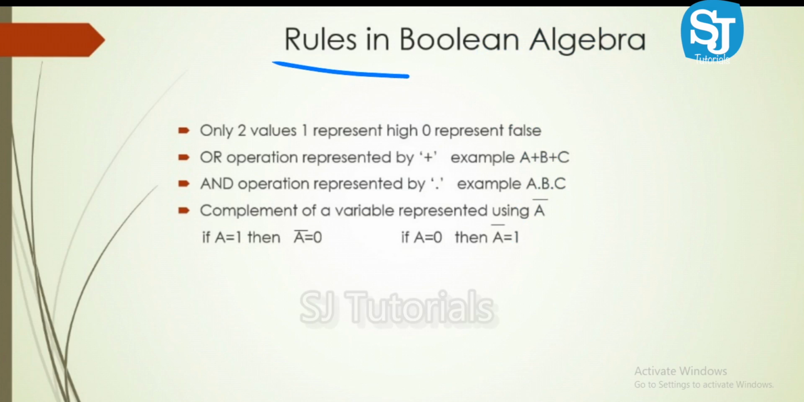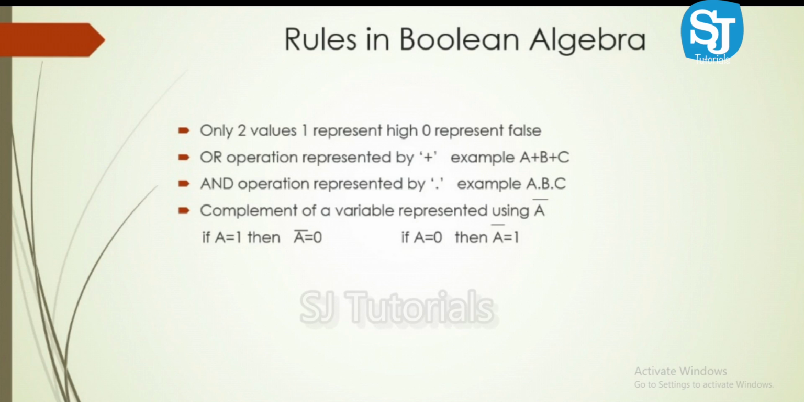Okay. The rules in Boolean algebra are the main section. Here only two values are used in Boolean algebra, that means 0 and 1. Here 0 indicates the false value and 1 indicates the high or true value.